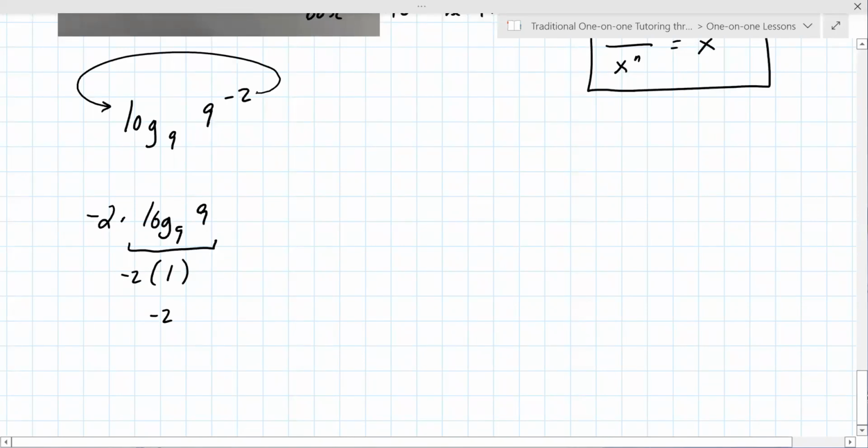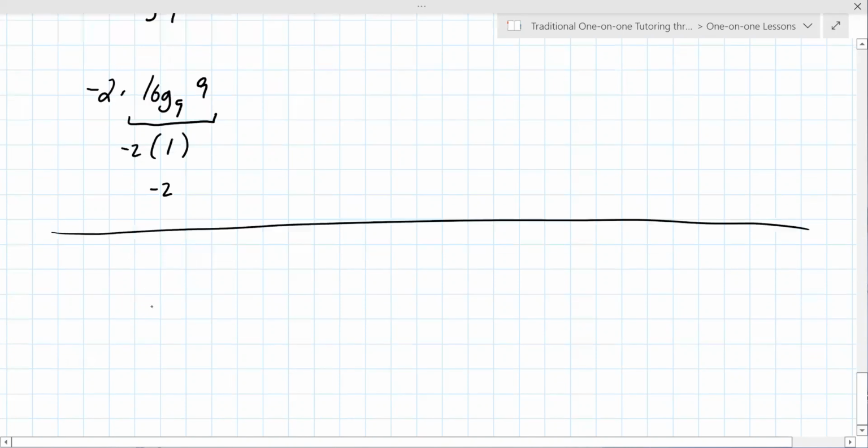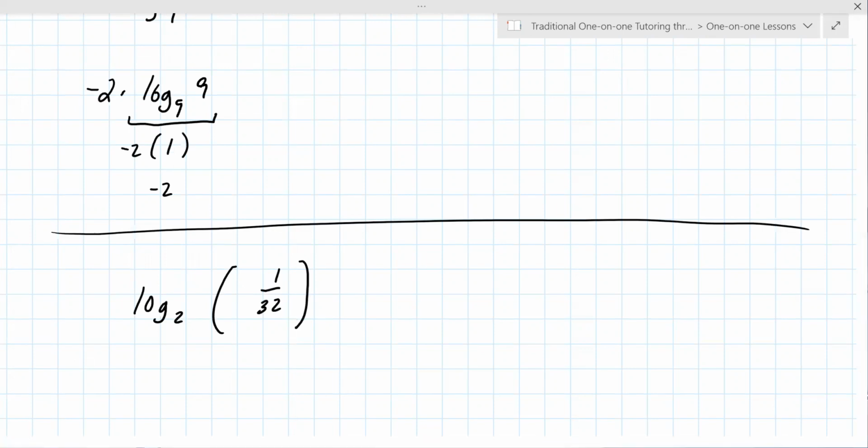So let me give you one to think about here to try. Let's say I wanted log base 2 of 1 over 32. You want to give that a try, please? Let me look at the sheet real quick.